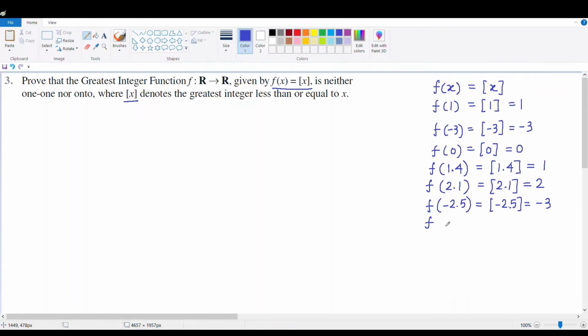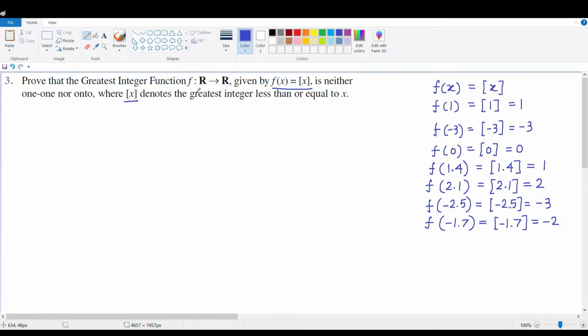Let's do one more. Let's say f of negative 1.7. So the greatest integer of negative 1.7 is going to be what? Negative 2. We cannot write negative 1. Why? Because it must be less than negative 1.7, which negative 2 is. Okay, so I think now you have an idea of what the greatest integer function means. It's going to work this way.